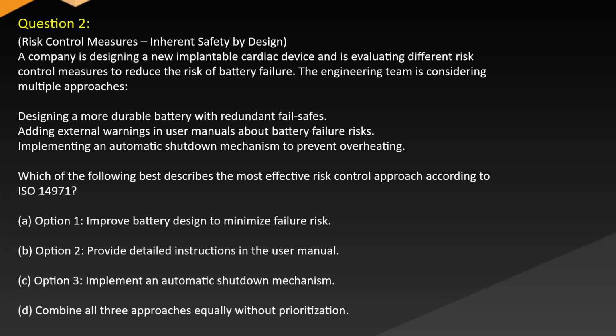Which of the following best describes the most effective risk control approach according to ISO 14971? A. Option 1. Improve battery design to minimize failure risk. B. Option 2. Provide detailed instructions in the user manual. C. Option 3. Implement an automatic shutdown mechanism. D. Combine all three approaches equally without prioritization.